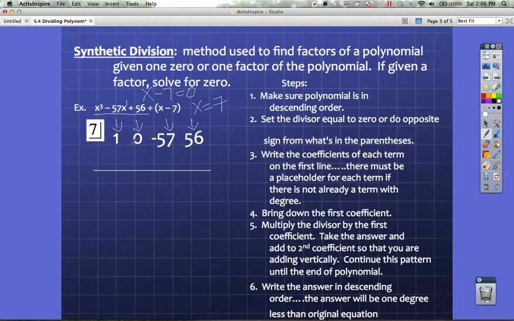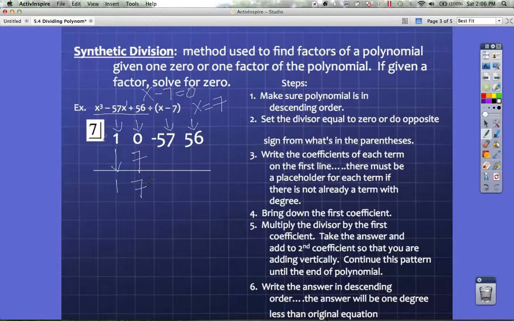Good. Now, the very next step, whatever the first coefficient is, you just bring it down. You don't do anything but just bring it down. From here, you're going to multiply whatever is your divisor to that first coefficient. So 7 times 1, which is 7, and you're going to put it right here. Then you're going to add vertically. So 0 plus 7 is 7.